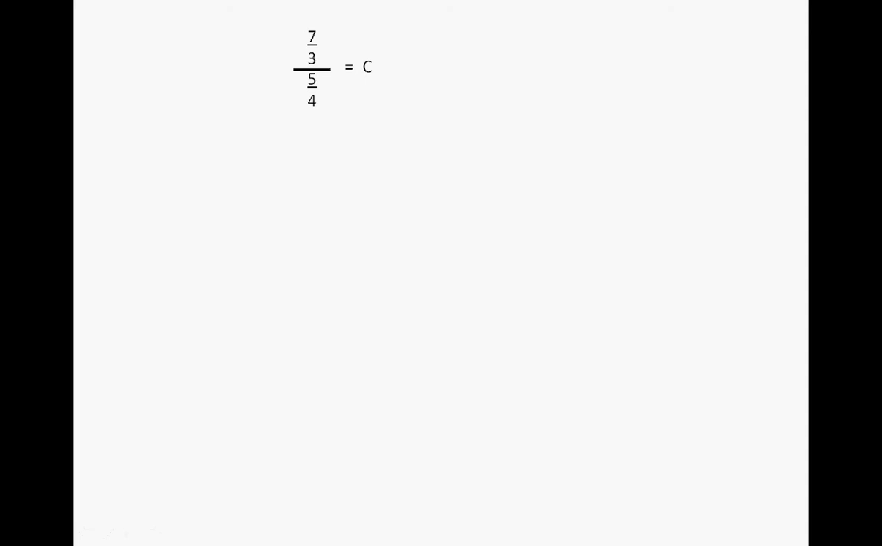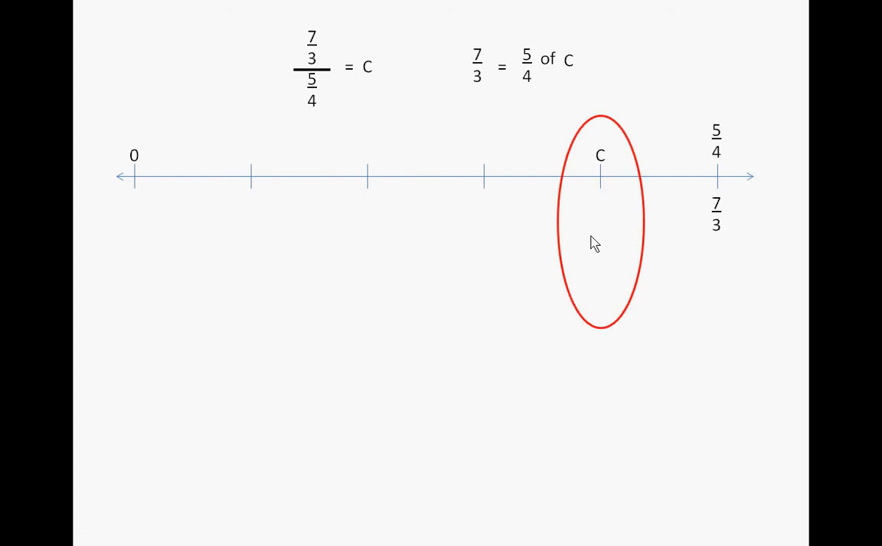7/3 divided by 5/4. That means 7/3 is equal to 5/4 times some number C, or 5/4 of C. As we build our number line, we have 0, and we have C, which is acting like 1. And we need 5/4 of that. So we partition our number line to get 1, 2, 3, 4/4, and then we need to show 5/4. What is equal to 5/4? It is our 7/3, so we put that underneath 5/4 to show that it's equivalent. And what we need to find is C.